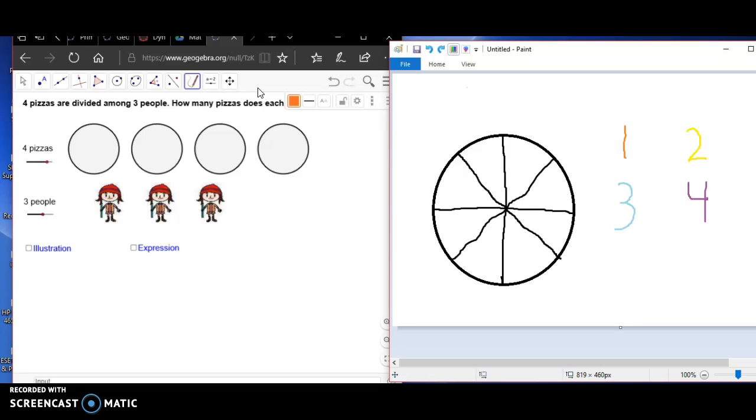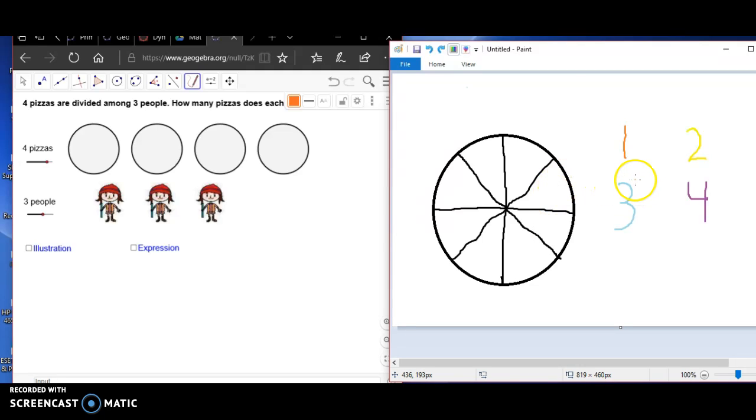Now before we begin on GeoGrabba, I would like to show you a scenario. Let's say I bring in a cake and this cake has 8 equal slices. And let's say we have 4 students and I want each student to receive the same amount of cake. How do I figure this problem out? I can use the partitive view of division.